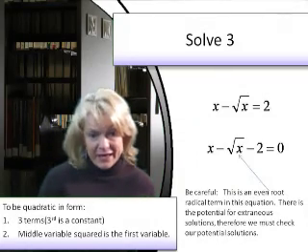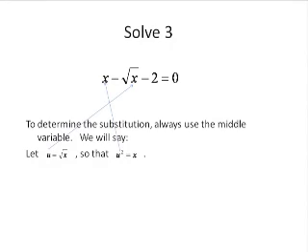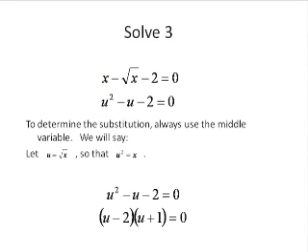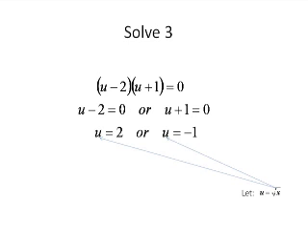Because the square root of x squared is x, when we square both sides of our substitution statement, we have a substitution for the first variable. Solve the resulting equation by factoring, and you get u equals 2 or negative 1. Again, we are solving for x, not u. Therefore, we need to substitute back to get this back in terms of x.